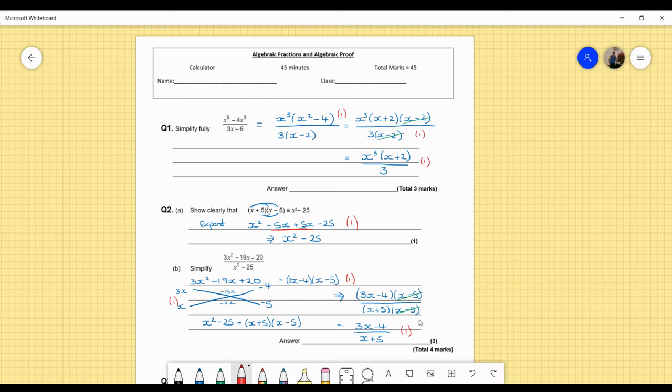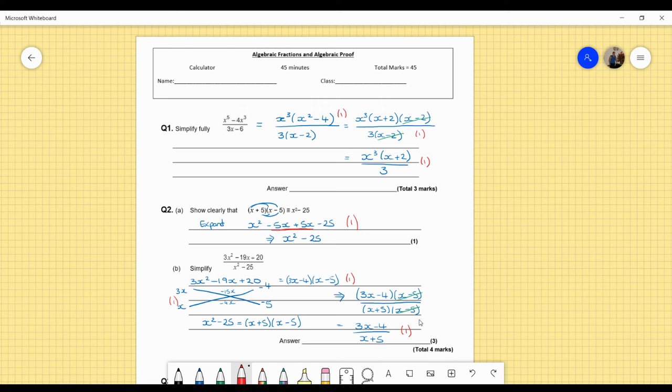At that point, for having either the numerator or the denominator correct, you would then get 1 mark. Your next step is to work out that the x squared minus 4 is actually a difference of 2 squares, and therefore that will factorize again to give you x plus 2 and x minus 2. Hopefully recognizing then that something will cancel out on the numerator and the denominator, which is the x minus 2, so another mark at that point. And therefore your simplified answer would be x cubed brackets x plus 2 all over 3 for the third mark.